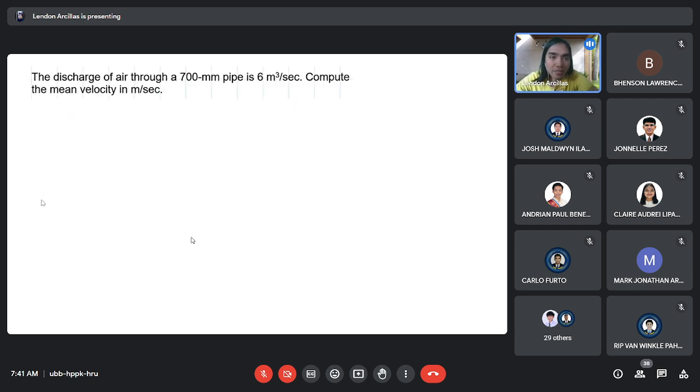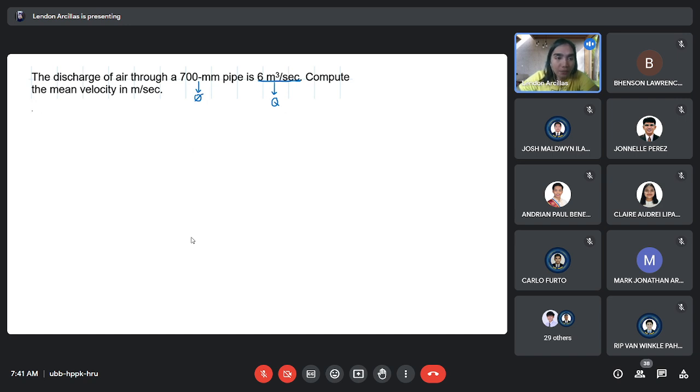The discharge of air through a 700 millimeter pipe is 6 m³/s. Compute the mean velocity in meters per second. So this time, we need to find the mean velocity. Since ito, ang binigay niya is the volume flow rate, like here. Then, it also has a diameter.